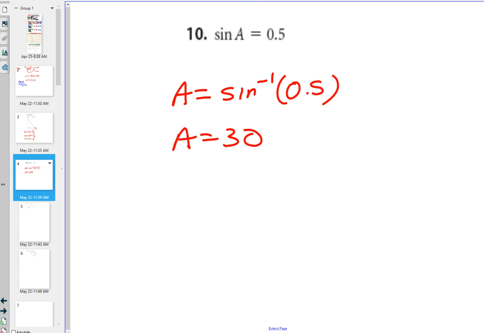Typically on most calculators, it's right above that operation. So you know where the sine button is? Press the second.